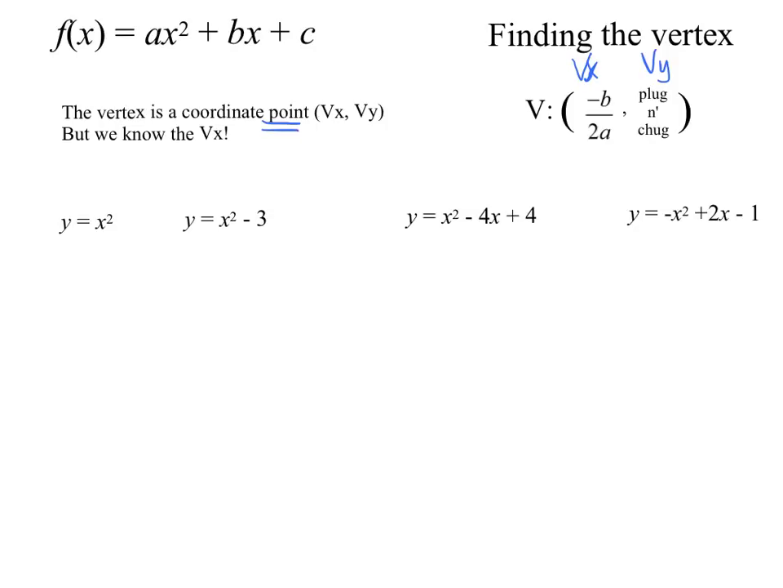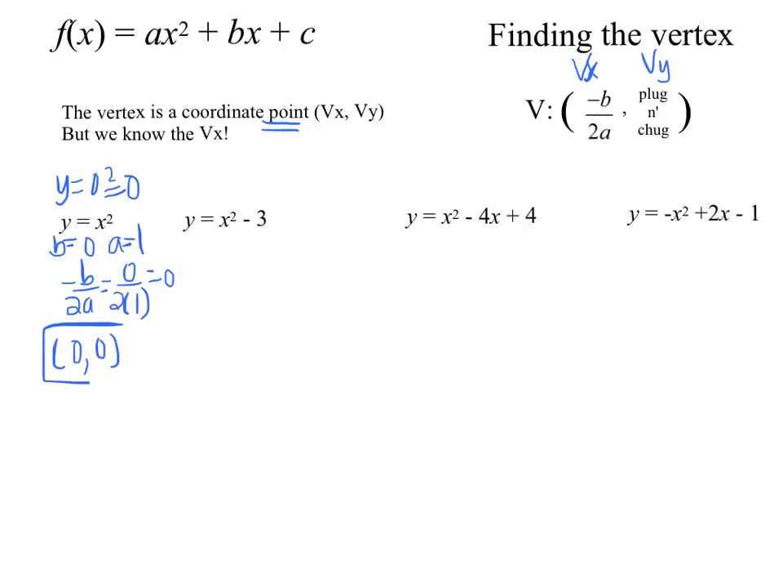Let's look at our first example, which is just the parent function of the quadratic functions. Here, the value of b is 0, and the value of a is 1. So the opposite of b over 2a is 0 over 2 times 1, or just 0. Plugging that back into the original equation, I get y equals 0 squared, or just 0. And this is exactly what we expected. We know that the parent function has a vertex of the origin, and so 0, 0 is what we get.